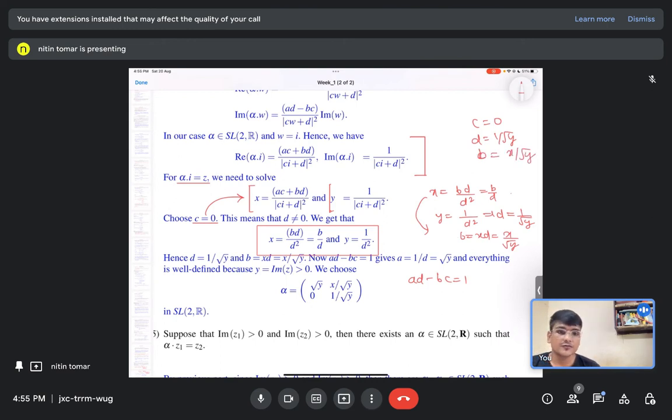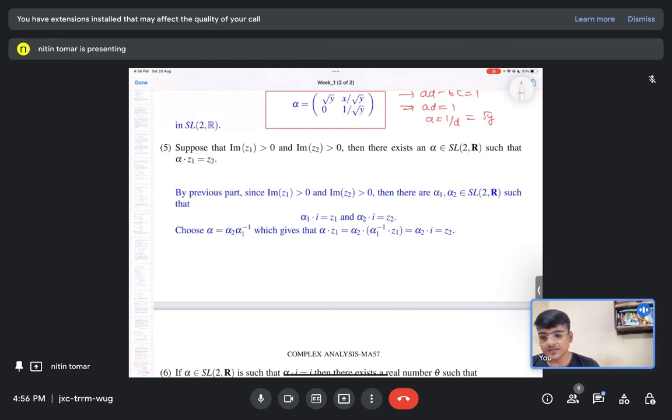Now what you have to choose? You have to choose only A. So we can use this relation, right? AD minus BC is 1. Now because C is 0, it will imply AD equal to 1, which implies A equal to 1 upon D. So you can choose 1 upon D, which is root Y. So this alpha works, okay? And because Y is positive, you can take square root Y as well as 1 upon square root Y. So everything is defined, and this alpha works. So this option is true.